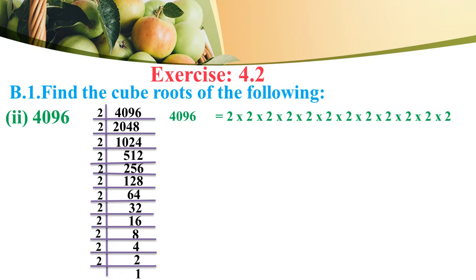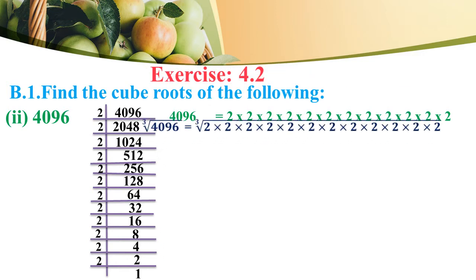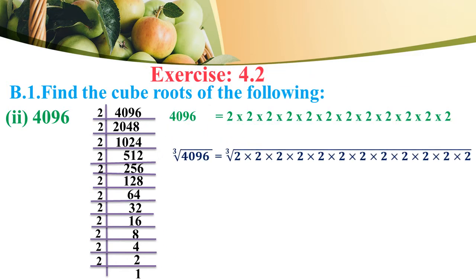What are the factors of 4096? The prime factors of 4096 equal 2 into 2 into 2 into 2 into 2 into 2 into 2 into 2 into 2 into 2 into 2 into 2. In next step, make the groups of 3.